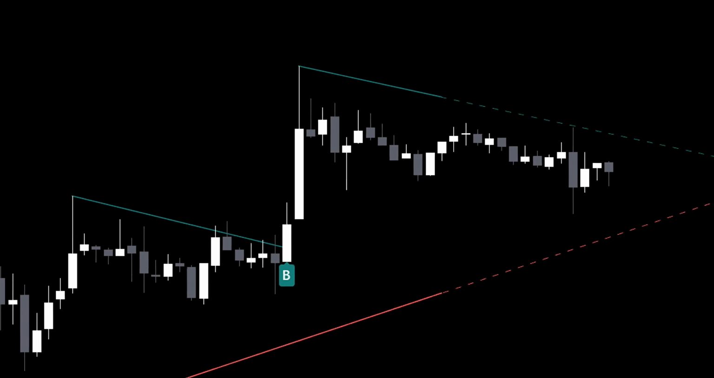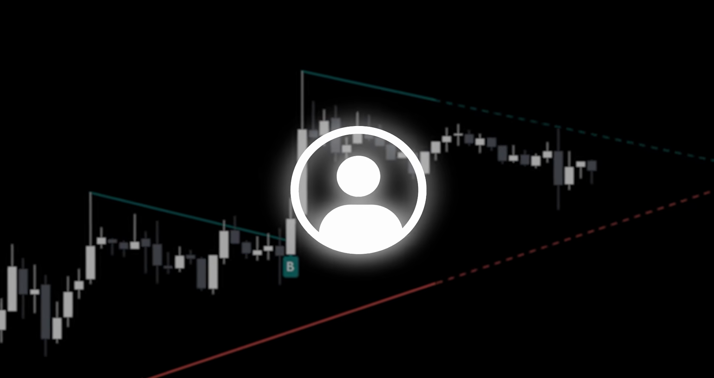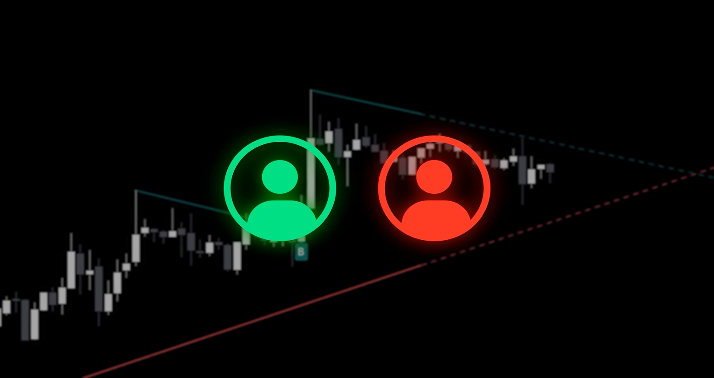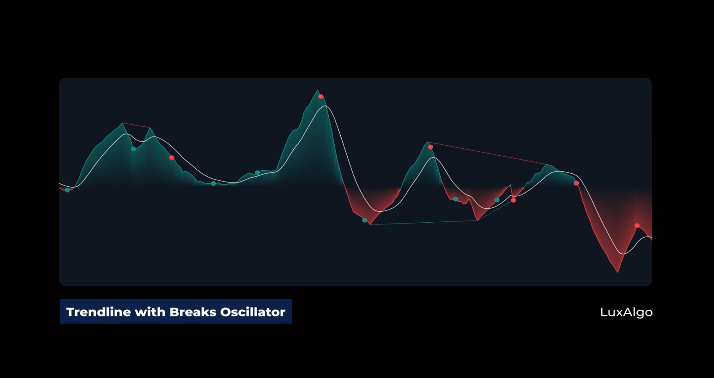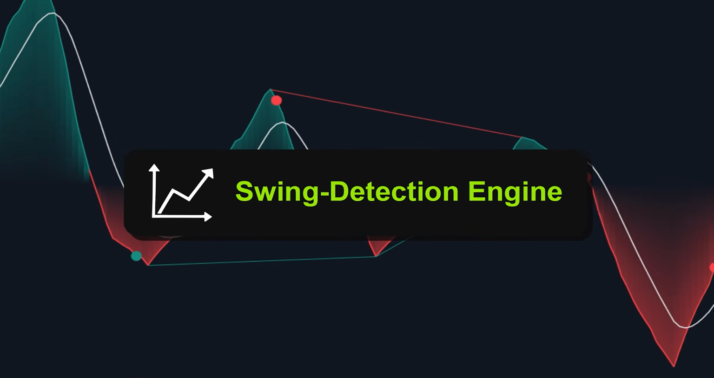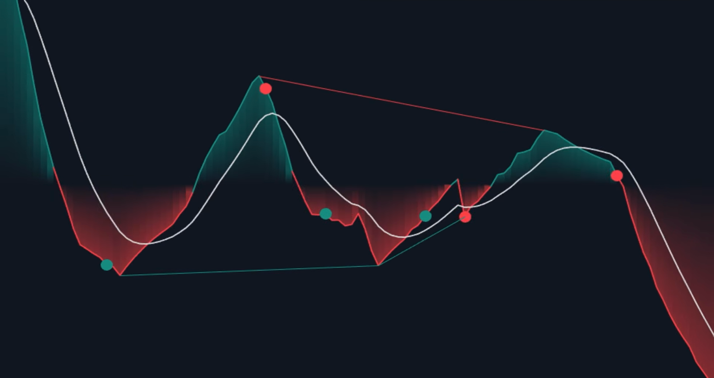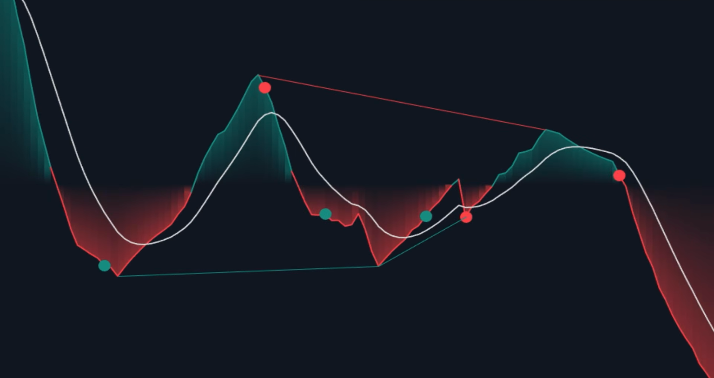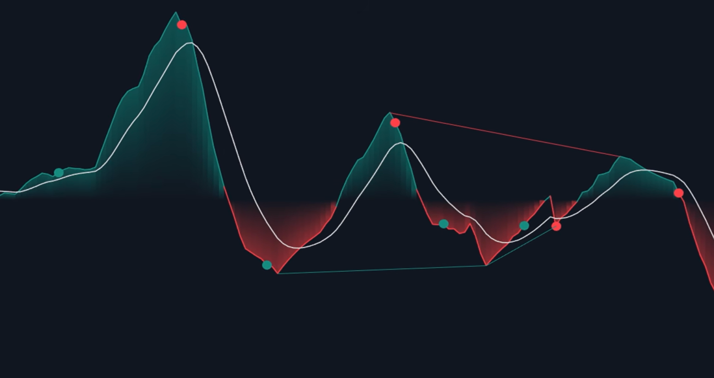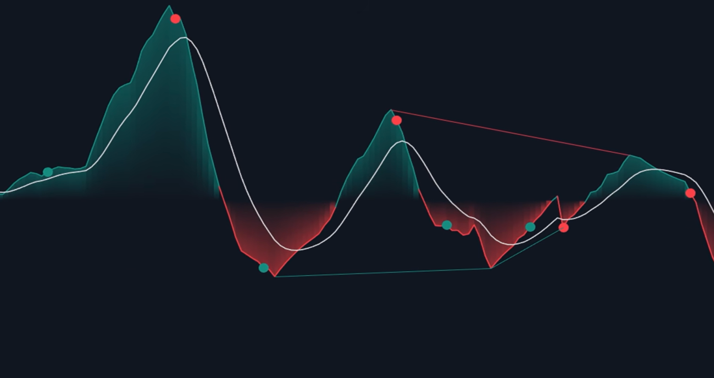The problem is that this is usually very subjective. Two traders can draw the same trend completely differently and get totally different signals. This indicator solves that by automating the whole process. It uses a swing detection engine to find objective highs and lows, builds bullish and bearish trend lines from those points, then tracks how far price pushes once those lines are broken. All that breakout information is compressed into a zero-centered oscillator so you can read structure-based momentum at a glance, without manually drawing a single line.